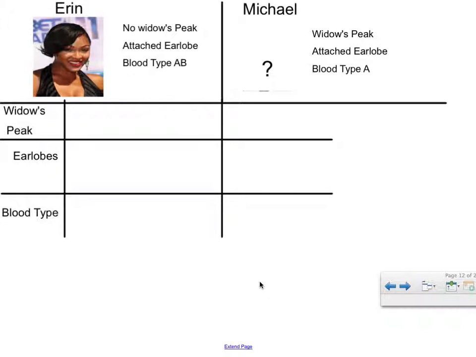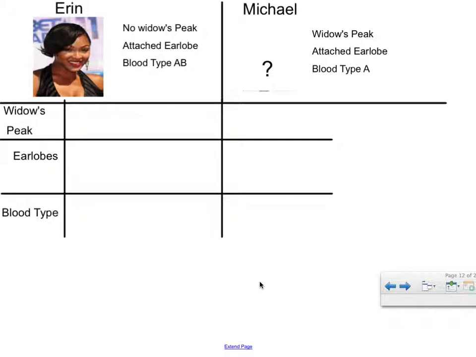What are the possibilities of their offspring having a widow's peak? 100%. Is it? It's not. It's a 50% chance because they would have dominant recessive genotype or recessive recessive. So they could have one or the other. What about the earlobes? Their baby totally is going to have attached earlobes. 100%. What about the blood type?